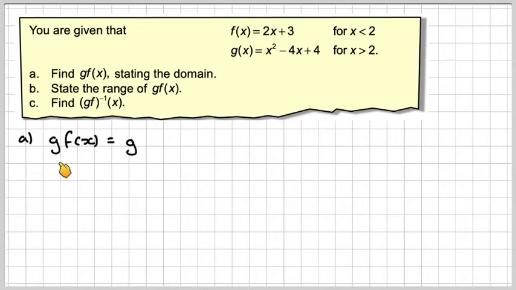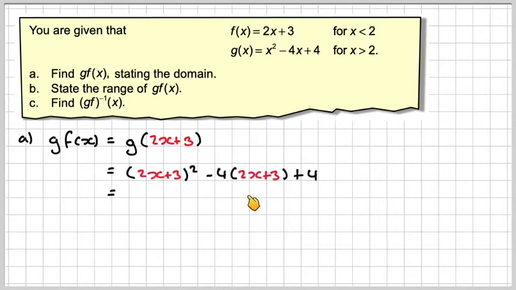Okay, so let's just find gf of x. What that means is first do f and then do g. So we want to do g of 2x plus 3. That means everywhere there's an x in g, we replace it with 2x plus 3. So we get (2x plus 3) squared minus 4(2x plus 3) plus 4.